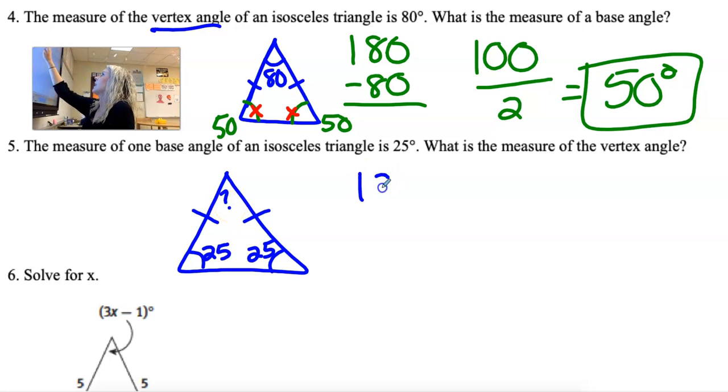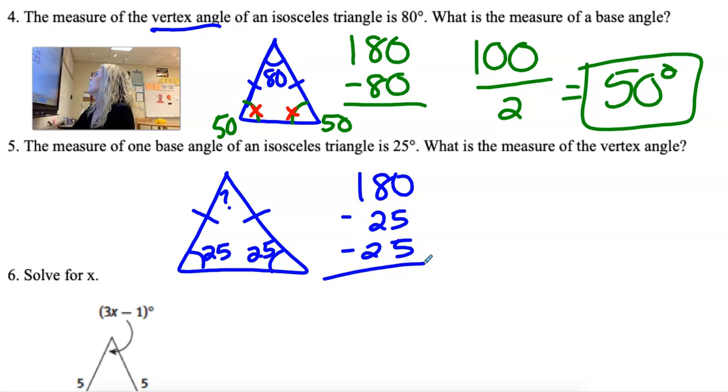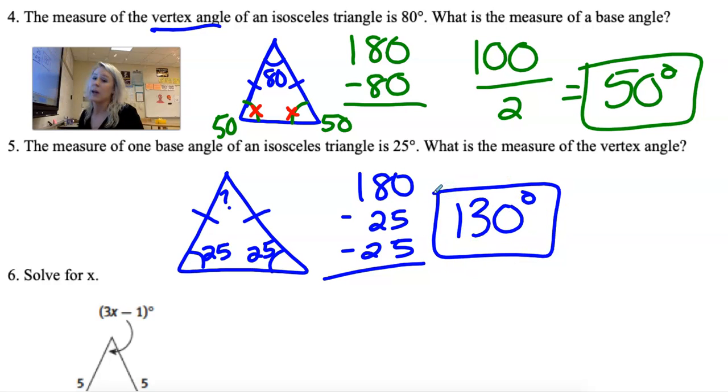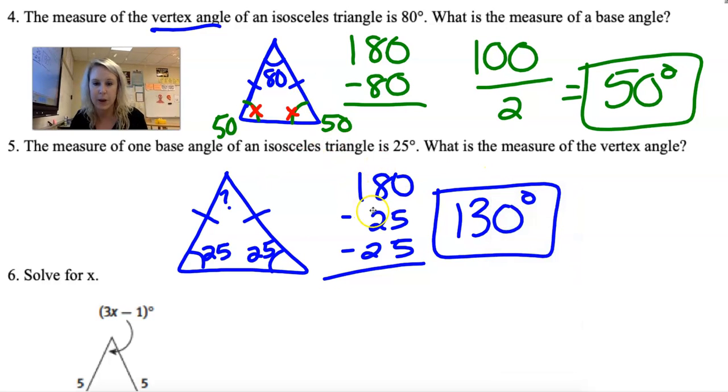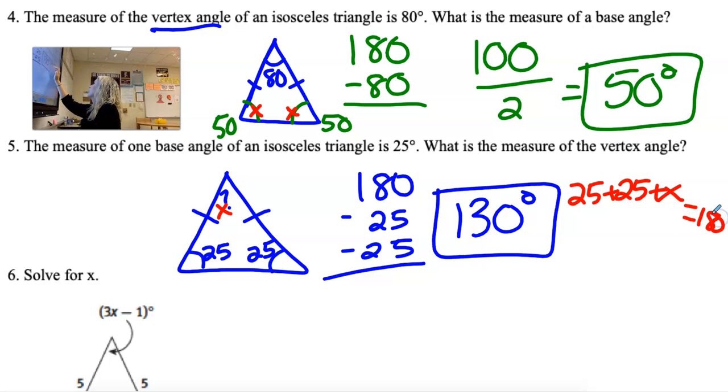So I know triangles have to add up to 180. I'm going to take away what I know, which was 25 and 25. So 180 take away 50 is 130. Okay, so that has to be the vertex part of my triangle. Again, you could do this in an algebraic way if you wanted to. If I don't know the top, I can call it x. So then I could say 25 plus 25 plus x, because all the angles of a triangle are going to add up to 180.